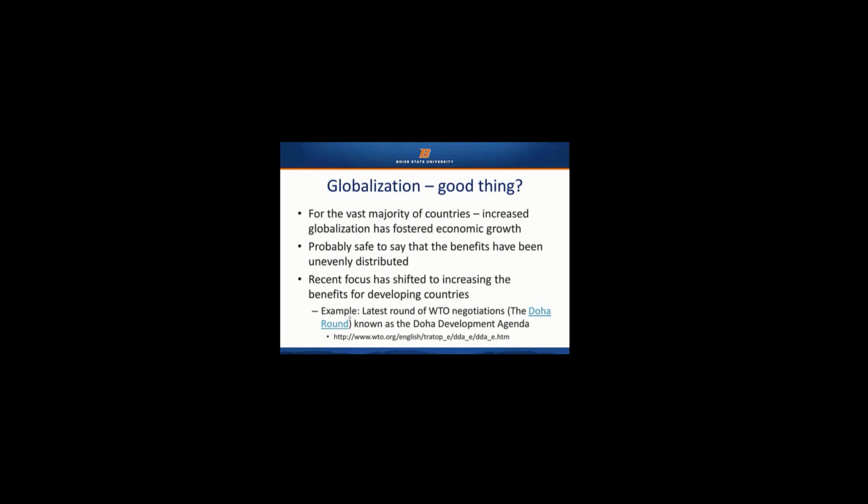The benefits, I would say, have not been uniform. Some countries, especially developed countries, have benefited more than others. As a result, the focus over the last 15 years or so has been on increasing the benefits for developing countries. The latest round of World Trade Organization negotiations is called the Doha Round, or the Doha Development Agenda, because the express purpose of this round is to increase the benefits for developing countries. There's a nice little web page from the WTO, and here's the URL for it, on the aims and what's been happening with the Doha Development Round.